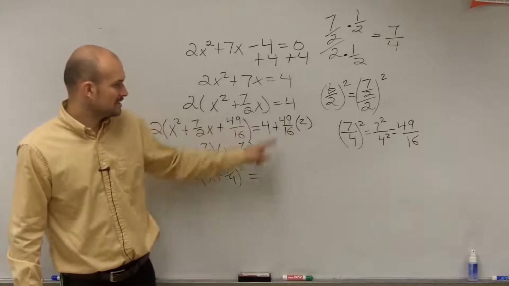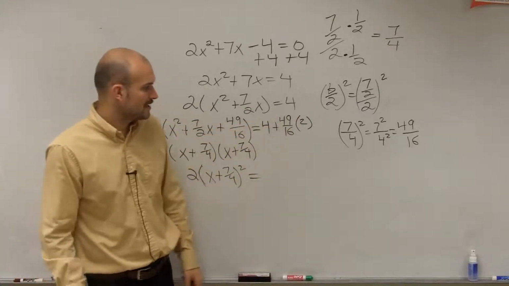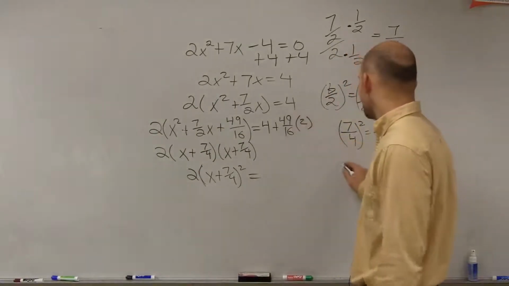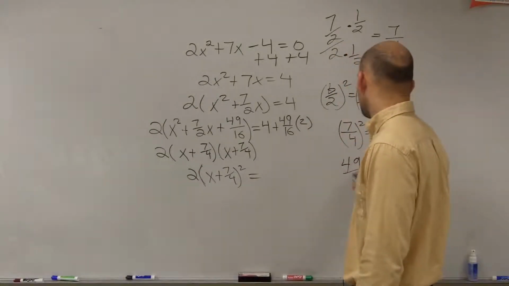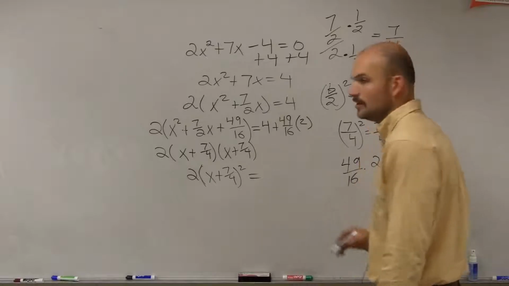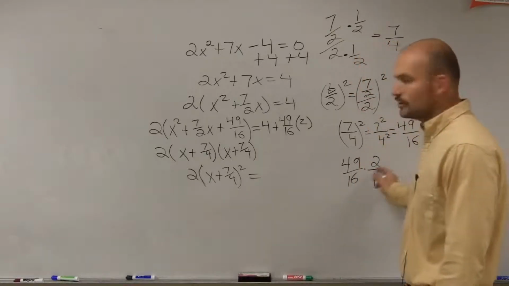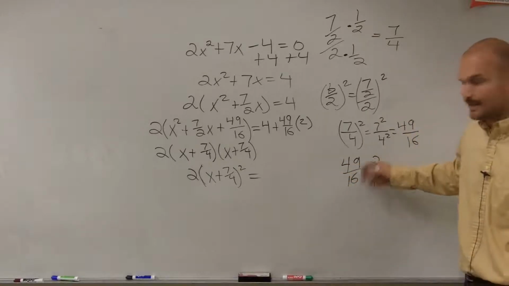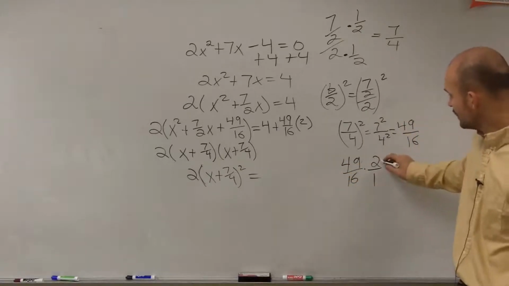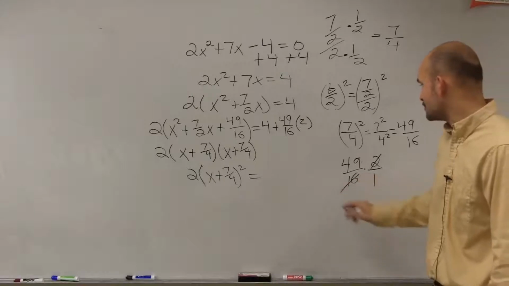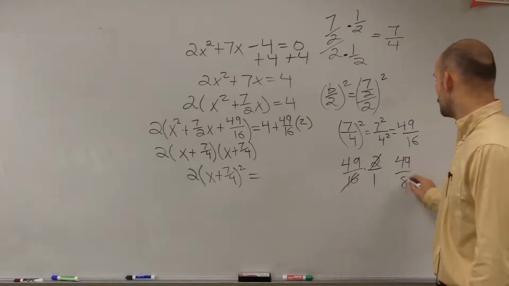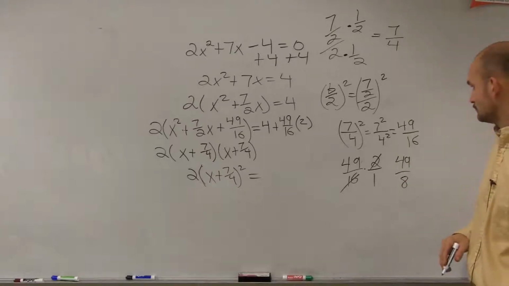let's go ahead and do this first. Let's do 4 plus 49 over 16. So the first thing I'll do is multiply 49 over 16 times 2. Ladies and gentlemen, you could multiply across and get 98 and then divide by 16. Or you could also divide the top and the bottom by 2. So therefore, I get 49 over 8.